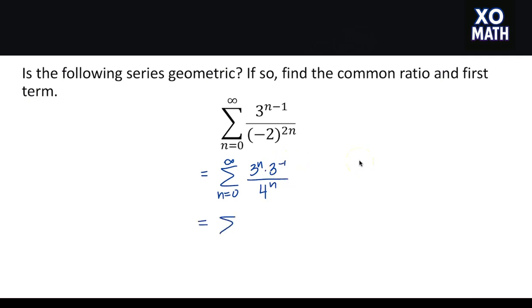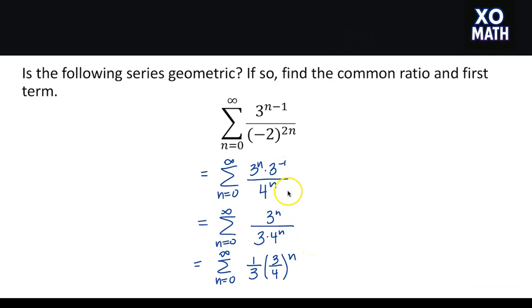So I'm going to have the sum of n equals 0 to infinity. I would have 3 to the +1 in the denominator, and 3 to the n on the top still, and 4 to the n in the denominator. So since these have the same exponent n, I can bring this back together as (3/4) to the n. So I have n equals 0 to infinity of 1/3 times (3/4) to the n.